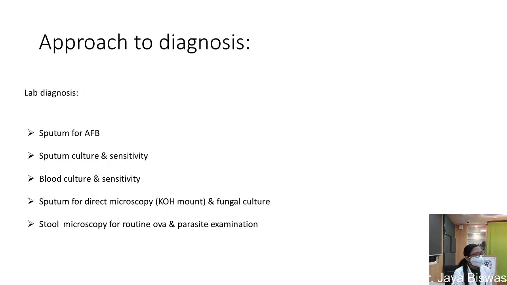egg. We can easily see bile stain egg in normal saline. In iodine mount, we can see glycogen mass and we can properly see the morphological features of organism.